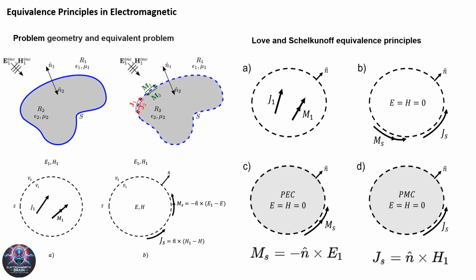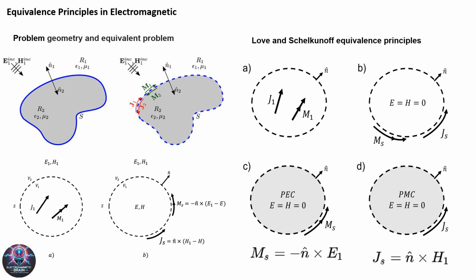On the right, we have an illustration of Love and Schelkunoff's equivalence principles. Starting with part A, we have the original problem. Part B shows Love's equivalent problem, where the fields inside the region are replaced with equivalent surface sources, ensuring that the external fields remain unchanged while the internal fields are adjusted. Parts C and D show Schelkunoff's equivalent problems, part C with a perfect electric conductor and part D with a perfect magnetic conductor. In both cases, the external fields remain the same as in the original problem, but the internal sources and boundary conditions are chosen to match the physical constraints of the conductors.